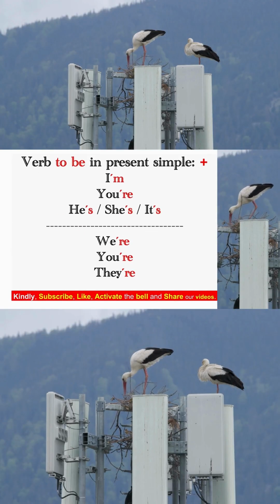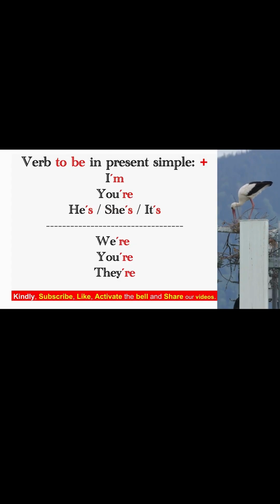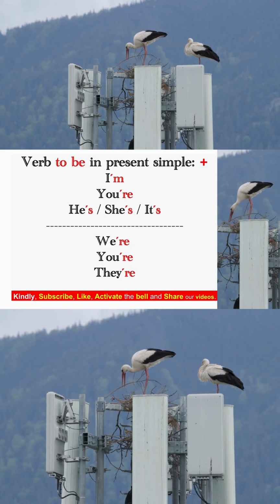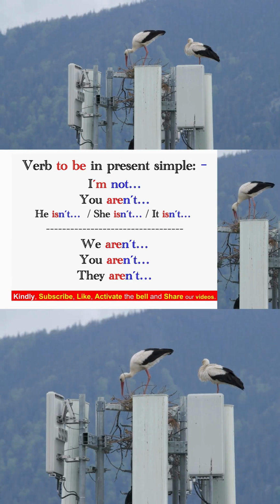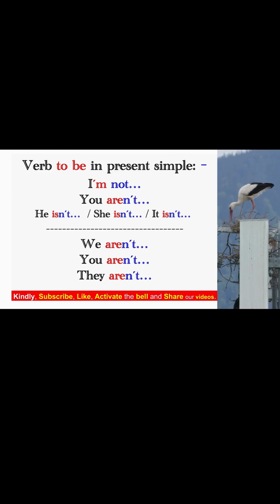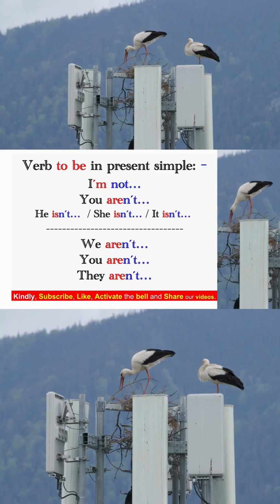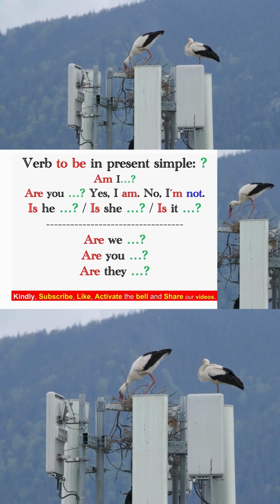Verb to be in present simple: I am, you're, he's, she's, it's, we're, you're, they're. Negative: I am not, you aren't, he isn't, she isn't, it isn't, we aren't, you aren't, they aren't.